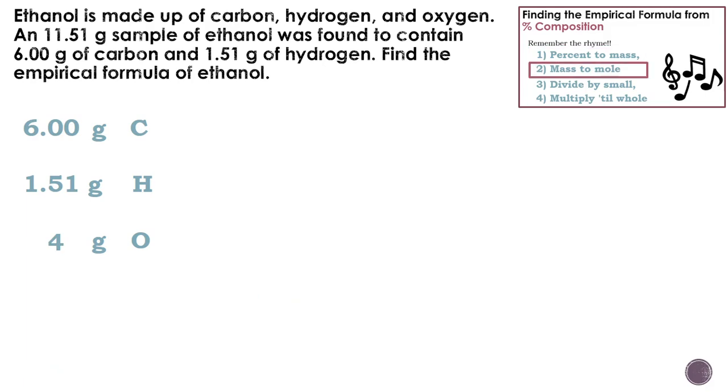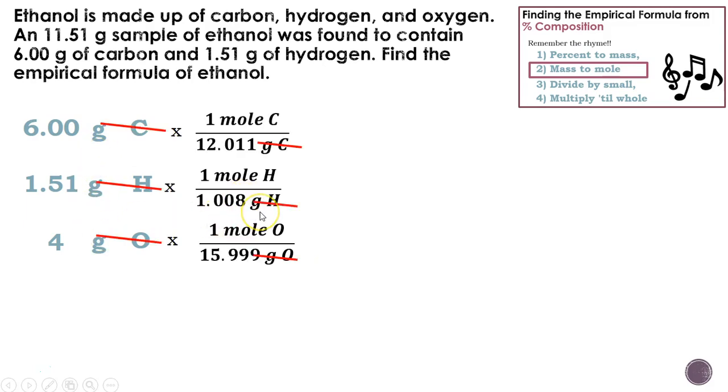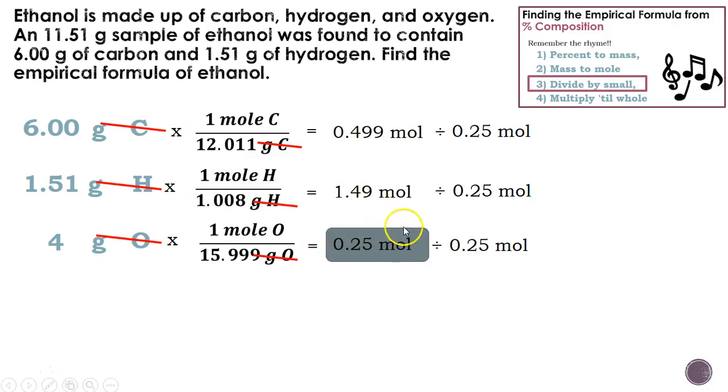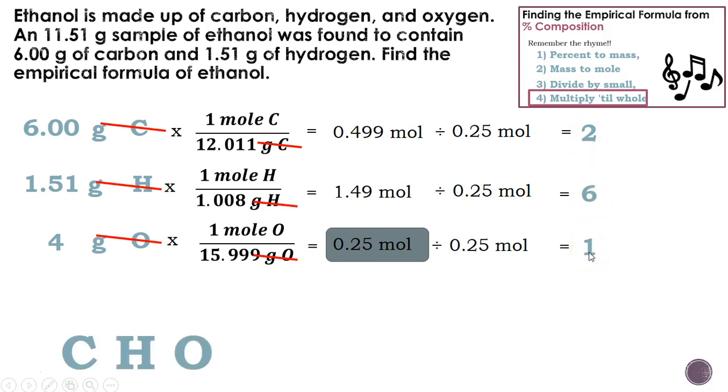Then you want to change mass to mole. And in this case, we already have everything in grams, so we just need the molar mass to change it to moles. Divide by small. We have this as our smallest number. We're going to divide each of them. We're going to get subscripts that look like this. Because they're so close to something that is a whole number, you can actually just change them to whole numbers. Lastly, multiply till whole. In this case, we all have whole numbers.